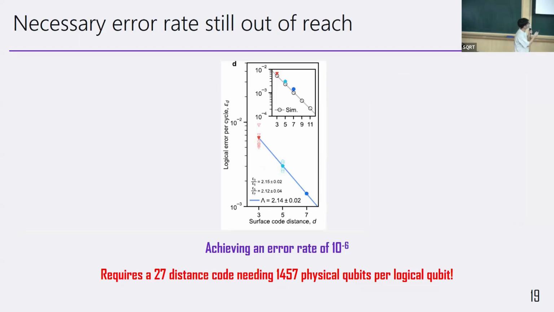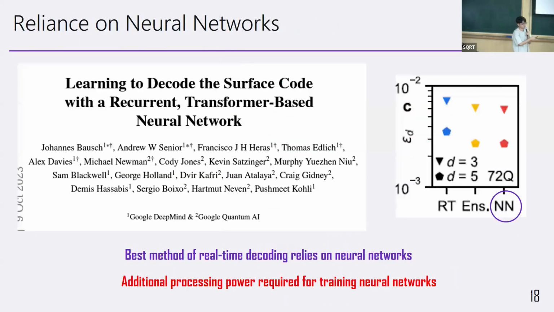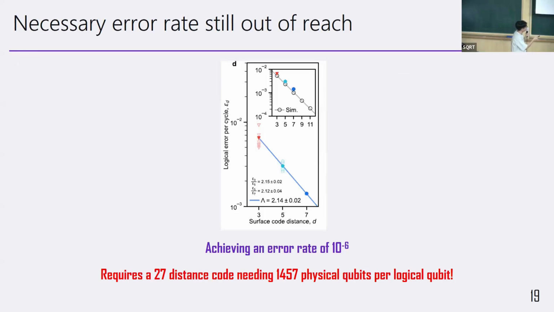So basically, to summarize these limitations, because of this and this, the error rate we need is still out of reach. It does decrease, but it's still a lot. To achieve an error rate of 10 to the minus 6, you need distance 27 codes, which means 1,457 qubits per logical qubit. So it's still not technically feasible at the moment, but we've made the first step because for the first time ever, the logical error rate actually decreased with the code distance.